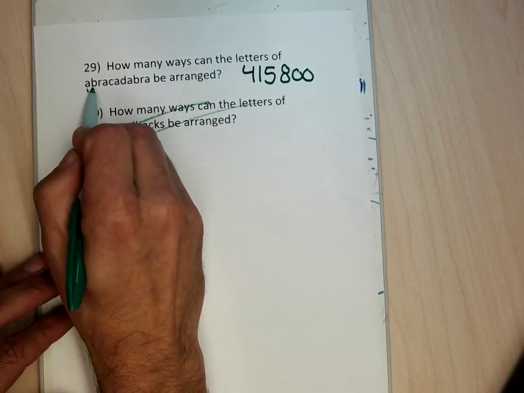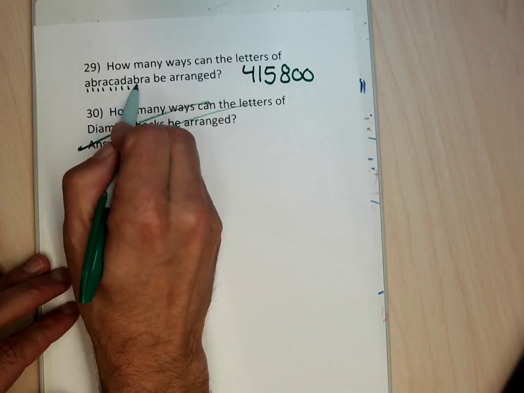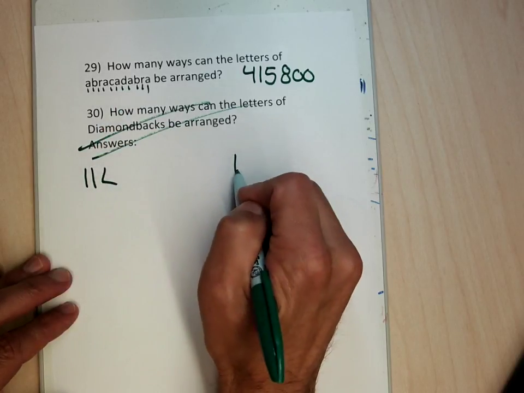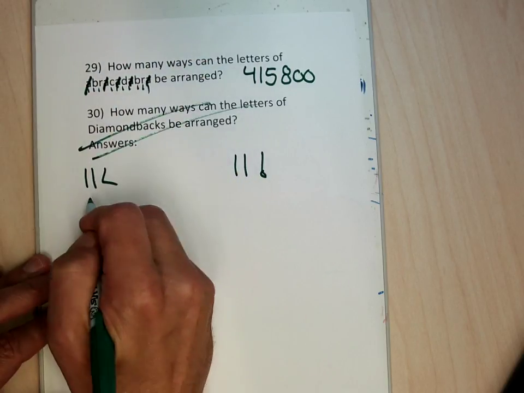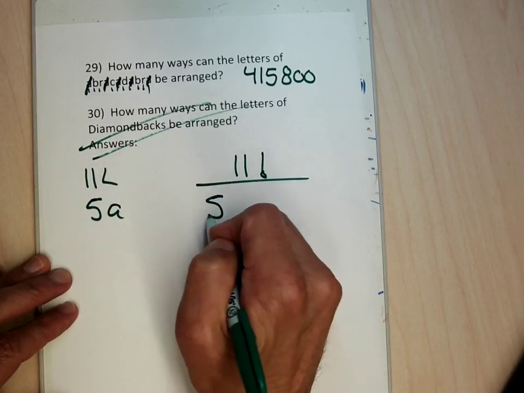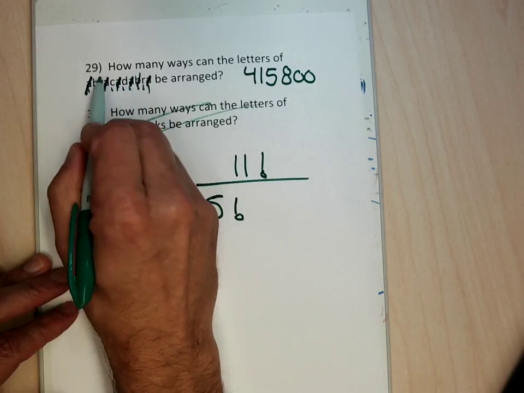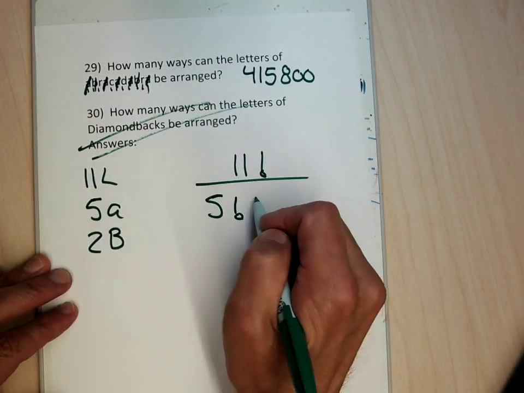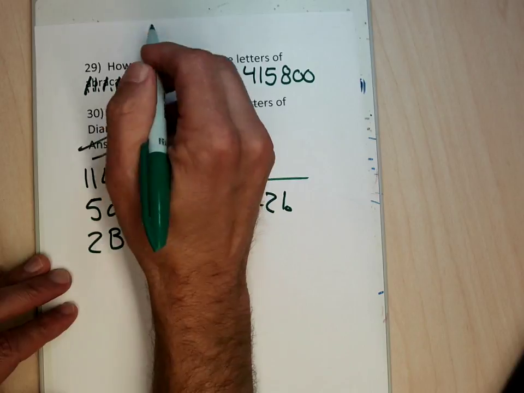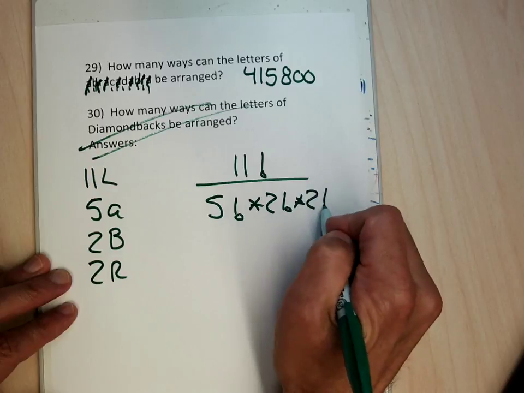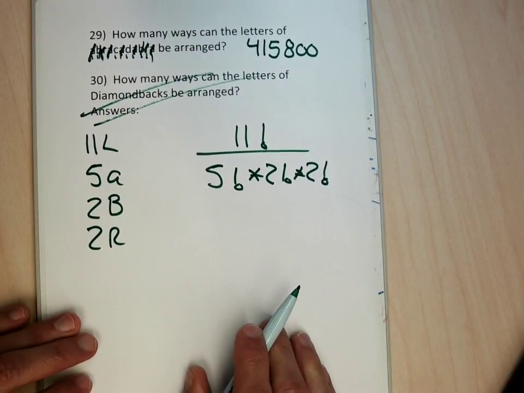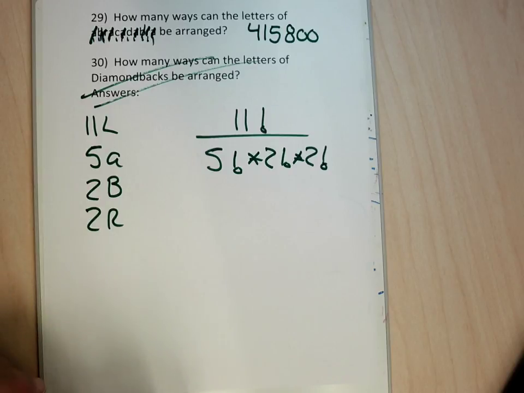How did I do that? There's 11 letters. That's going to give me an 11 factorial. And then there's 5 A's. That's going to give me a 5 factorial in the denominator. There are 2 B's. That's going to give me a 2 factorial in the denominator. And there's 2 R's. And that's going to give me another 2 factorial in the denominator. So I think that computation, 11 factorial over 5 factorial times 2 factorial times 2 factorial should give me the answer. And I wrote 4 factorial.